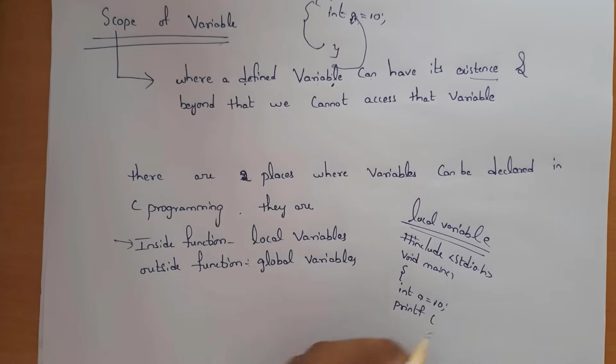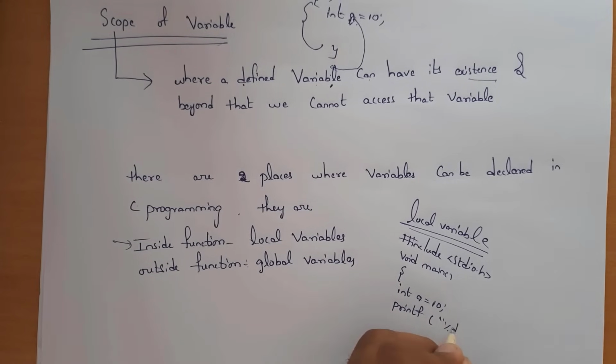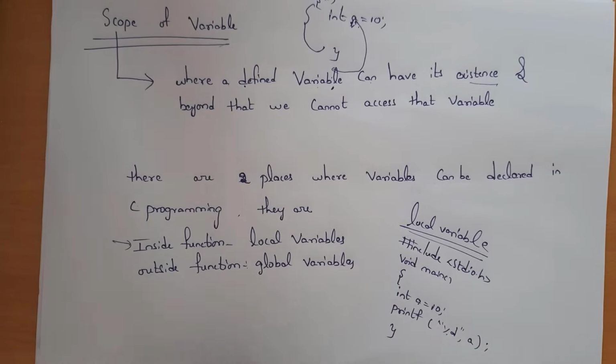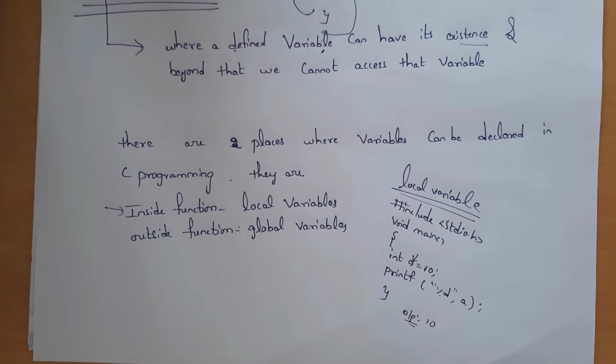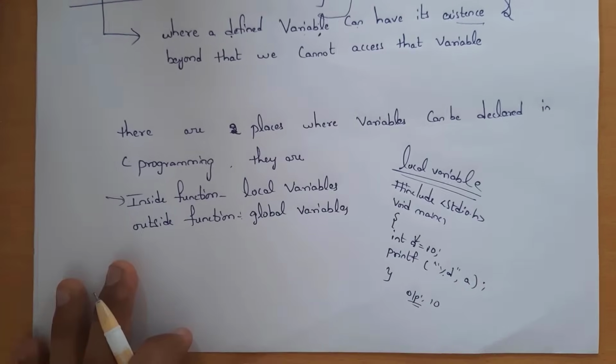This a is an integer, so you need to write %d comma a here. By writing this code I will get output as 10. This a is a local variable because we declared this a inside the main function. So we call it a local variable.